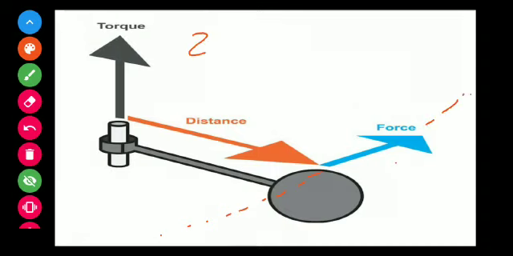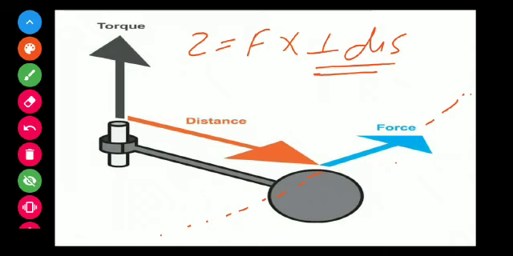Now torque is equal to force into perpendicular distance of the line of action from the axis of rotation. What is this perpendicular distance? Perpendicular distance is the distance between the axis of rotation and the line of action of the force.